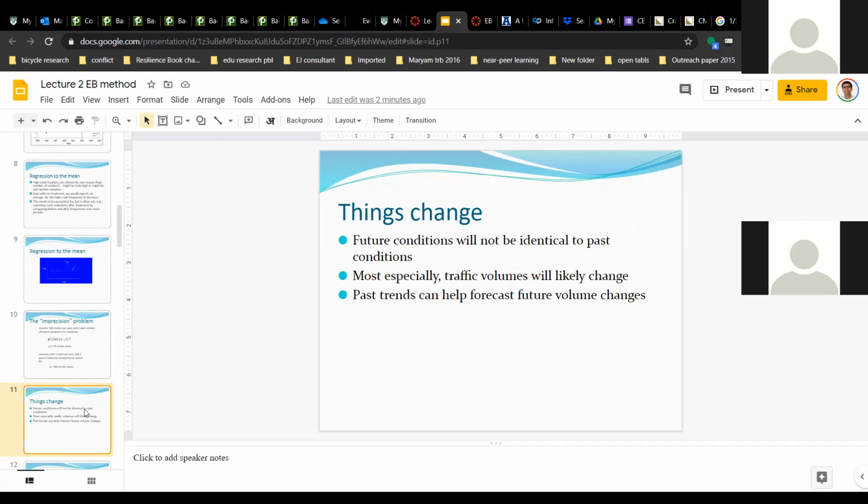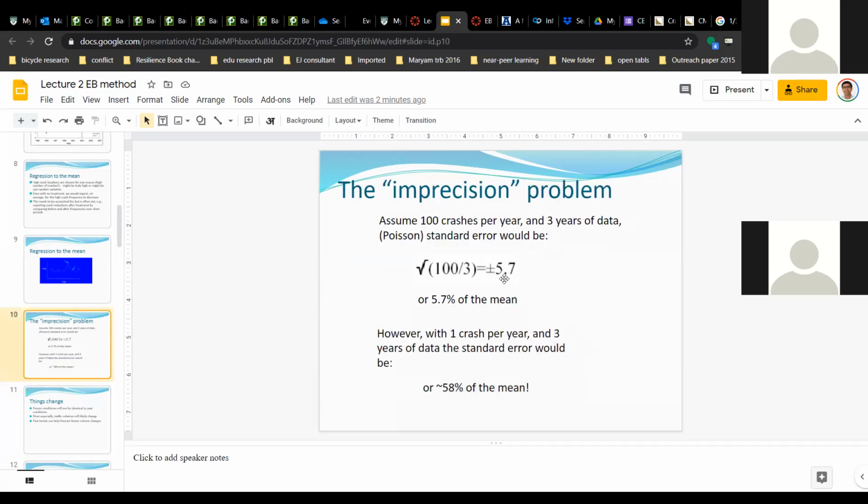This is the idea that things change, so you cannot go too far back. If you go too far back, that could potentially help, right? Because if you go 10 years back and your average is now based on 10 years worth of data, then you increase the denominator in this. So the 3 will become 10, and that will reduce the standard error, right? So one way of trying to correct that issue is you gather more and more years worth of data.